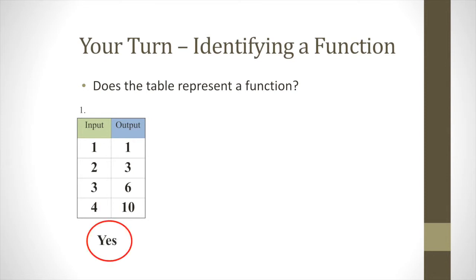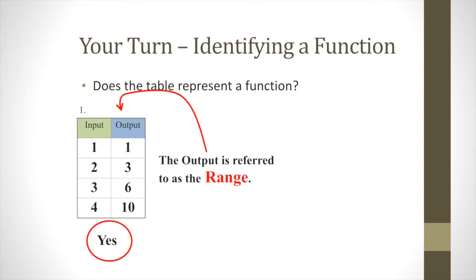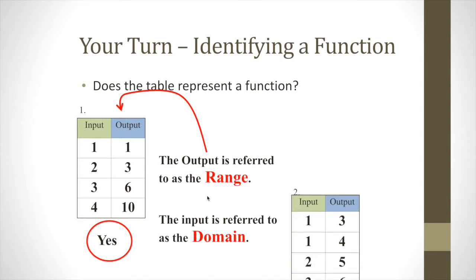Another thing that we want to review here is that the output is referred to as a range. These are our y values, if you will, if you're used to that. The input is referred to as the domain. Okay, so the x values are the domain. The output, the y values, are considered the range. All right, let's look at another one here.